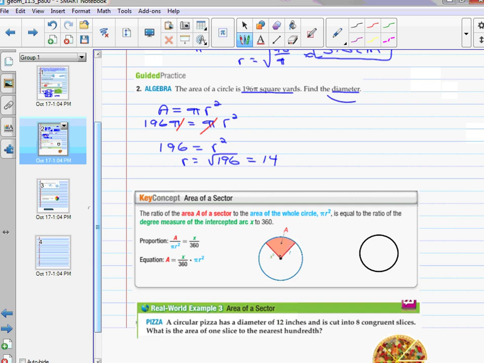Now, what is the answer? 28. This is a diameter, a linear measurement, yards. It's not area. 28 yards. Okay.